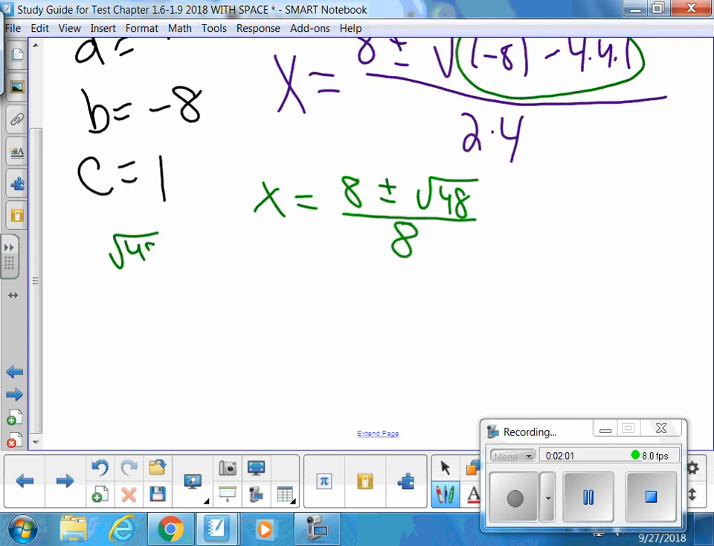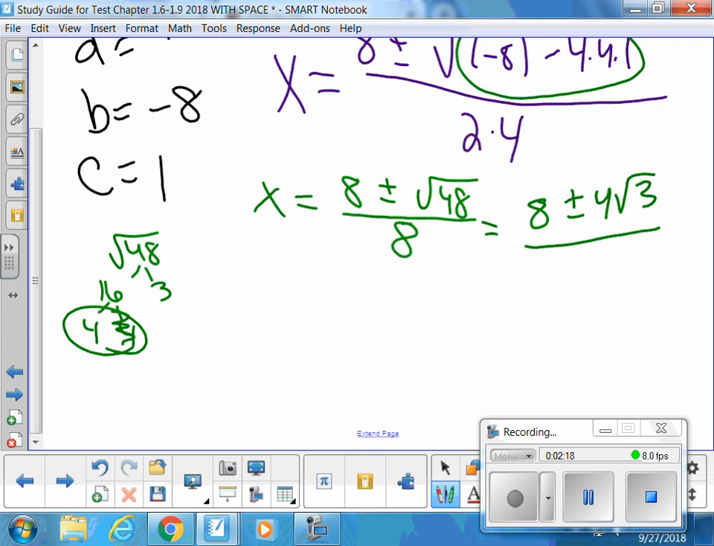Let's go ahead and break that 48 down. Simplify it a little bit. It's 16 times 3, and 16 is 4 times 4. So radical 48 can actually be simplified into 4 radical 3. So 4 radical 3. And then if you don't want to be a math scholar, you would stop here. But if you do want to be a math scholar, you can simplify that a little bit.